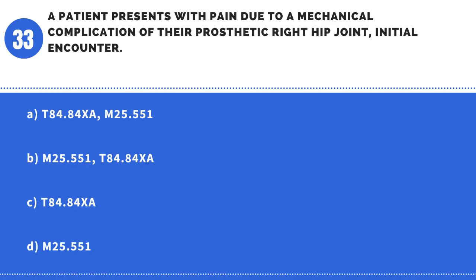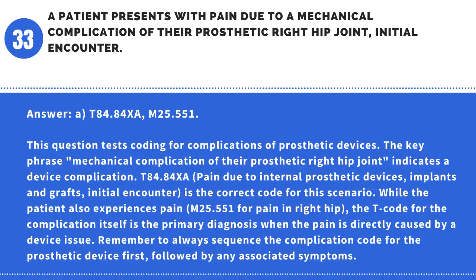Question 33. A patient presents with pain due to a mechanical complication of their prosthetic right hip joint. Initial encounter. A. T84.84XA, M25.551. B. M25.551, T84.84XA. C. T84.84XA. D. M25.551. Answer A. T84.84XA, M25.551.